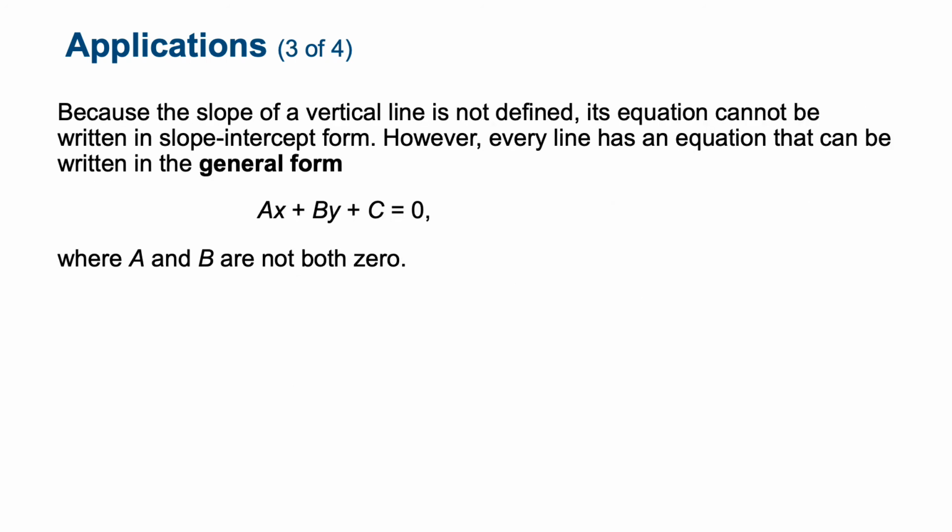Sometimes, because the slope of a vertical line is not defined, its equation cannot be written in slope-intercept form. However, every line has an equation that can be written in this general form, ax plus by plus c equals 0, where a and b are not both 0.